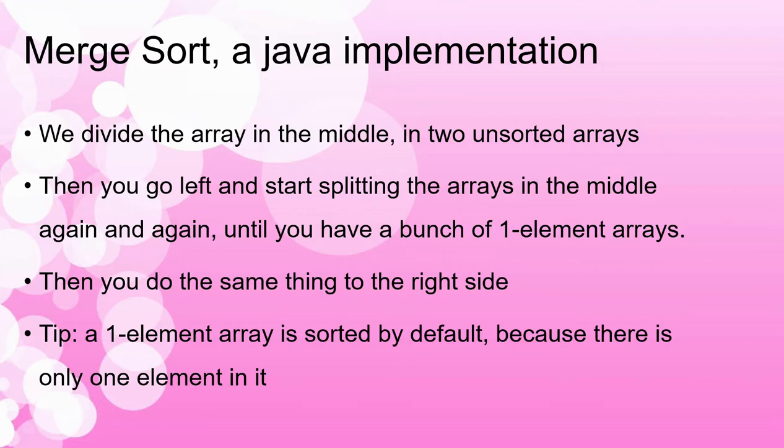So we first take the array, we split it in half, in two parts, and then we take the left side, we split it again into parts, then we take it again, we split it into parts, and so on, until we have only one element arrays. I will give you now a tip. A one element array is sorted by default because there is only one element in it.